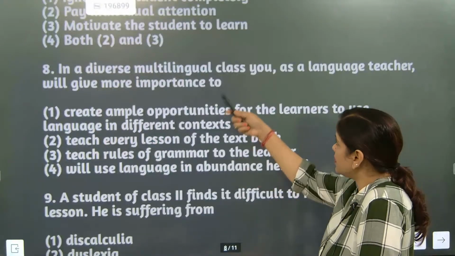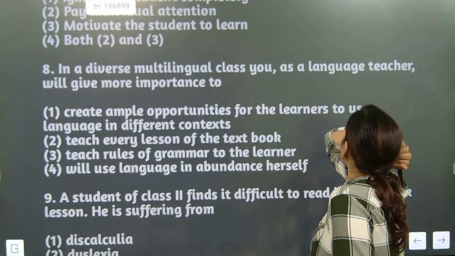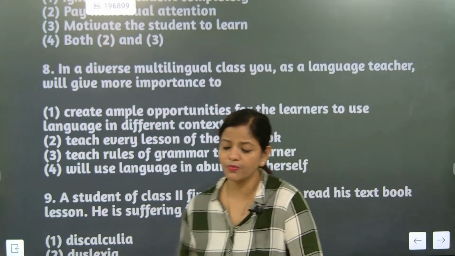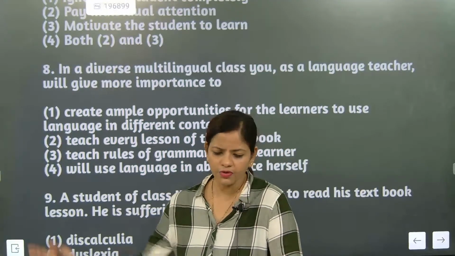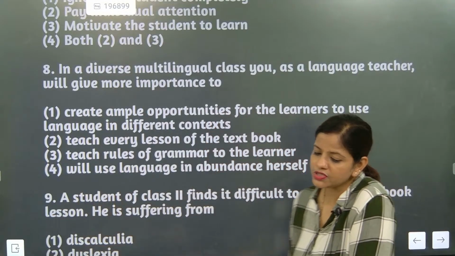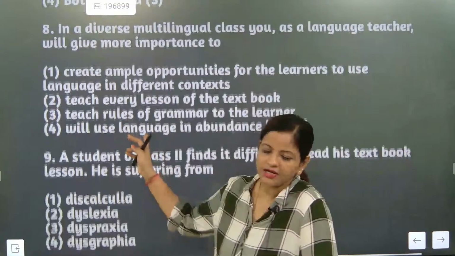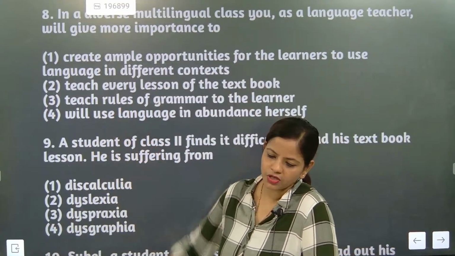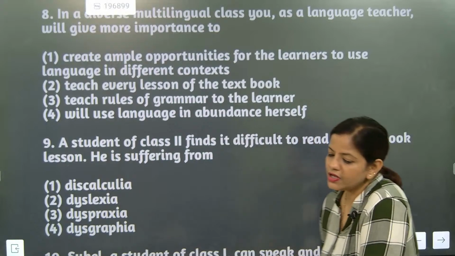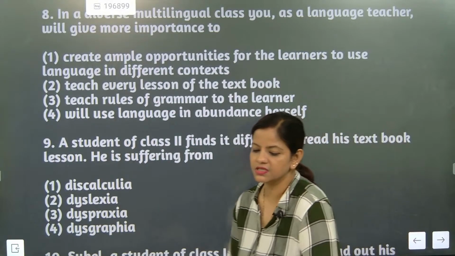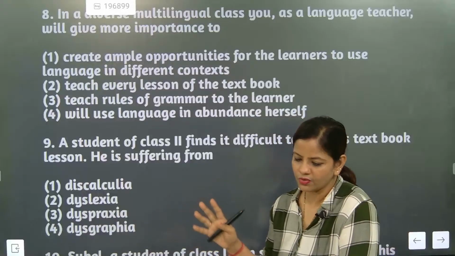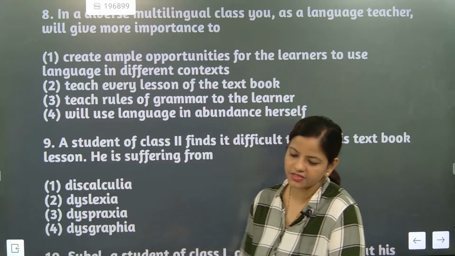In a diverse multilingual class, you as a language teacher will give more importance to what? What are you going to do? Create ample opportunities for the learner to use language in different contexts. Teach every lesson of the textbook. Teach rules of grammar to the learner. Use language in abundance herself. Wow, I believe I have one answer. I don't know what you people are thinking. Come on, think and say the answer.